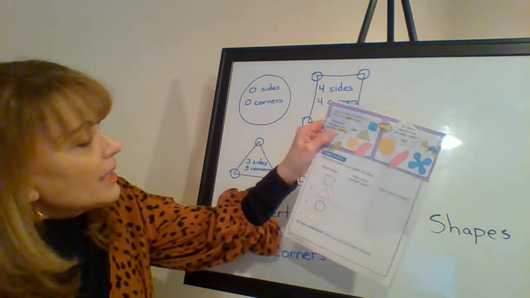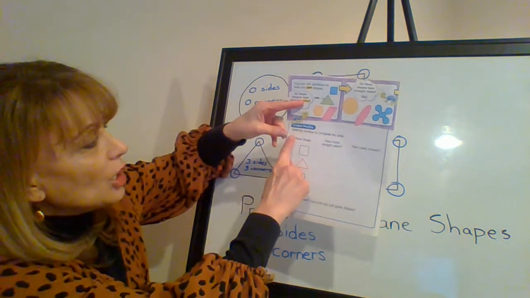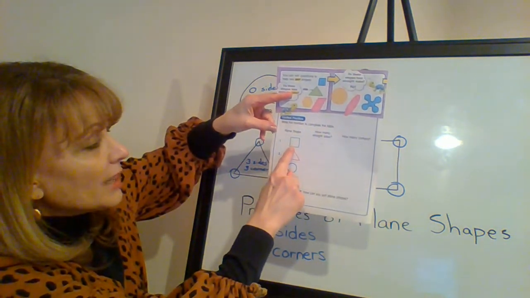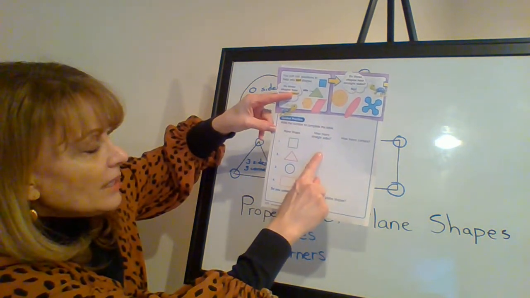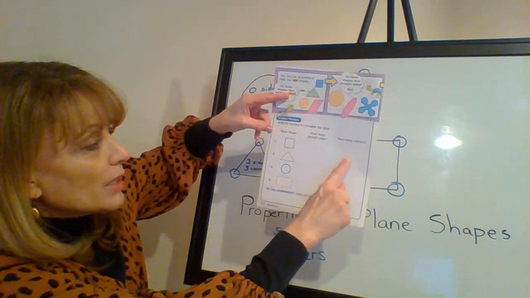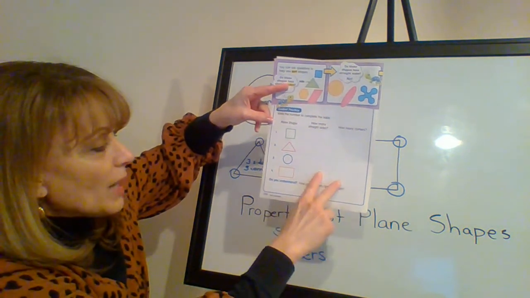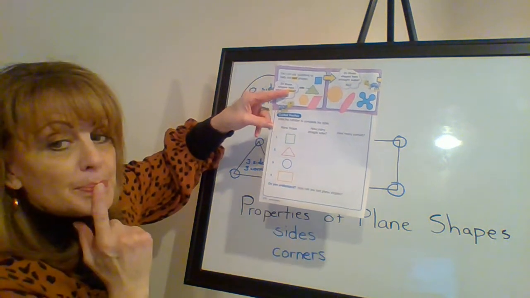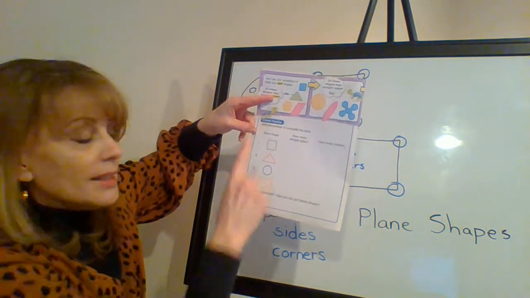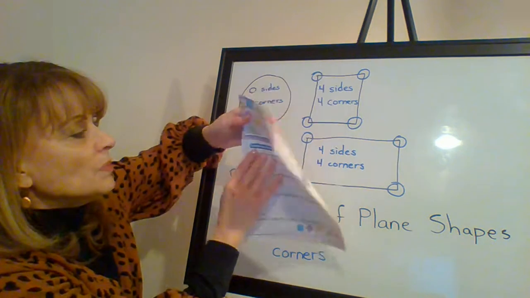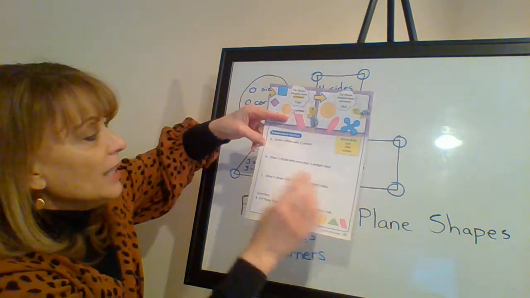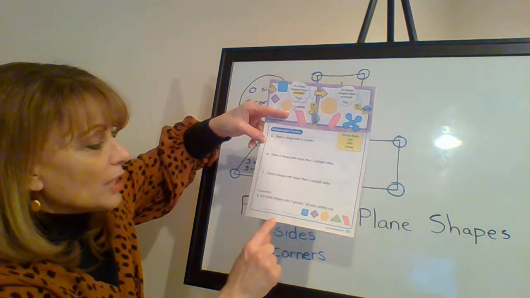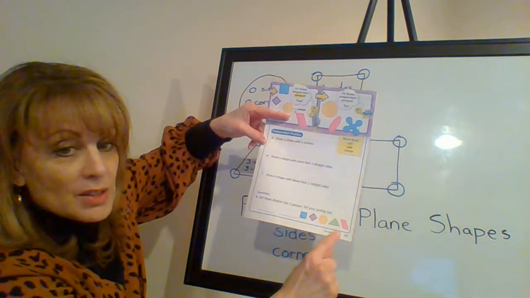So when you're looking at this page, it's asking you to write the numbers to complete the table. So when you're looking at this shape, how many straight sides? Four. How many corners? Four. Finish the rest. How can you sort plane shapes? What did we look at? That would be your answer. And then when you get over here, it tells you to do something. Follow the directions. Do what it asks you to do here.